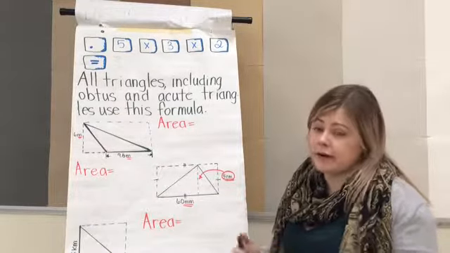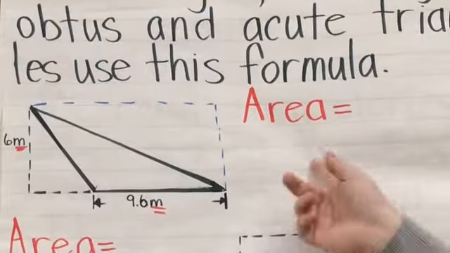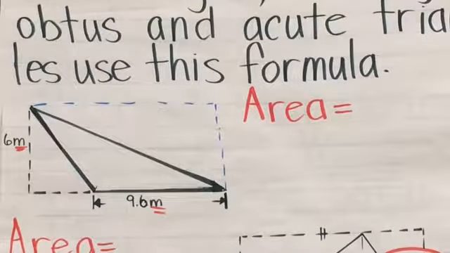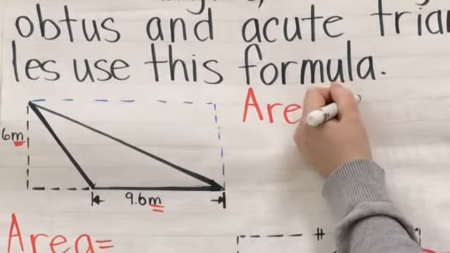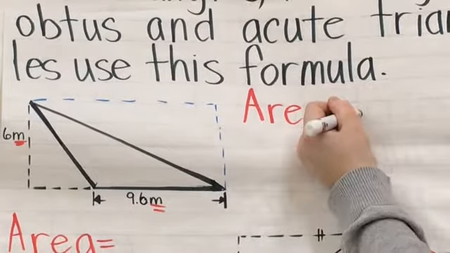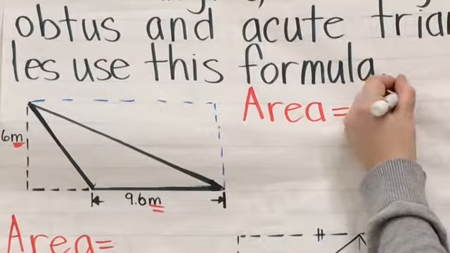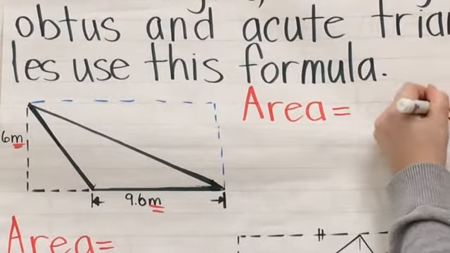So let's work on figuring out the area of a triangle. So our first triangle here, we're going to go ahead and calculate using the formula. So we know that the formula, just like from our squares, is base multiplied by height.